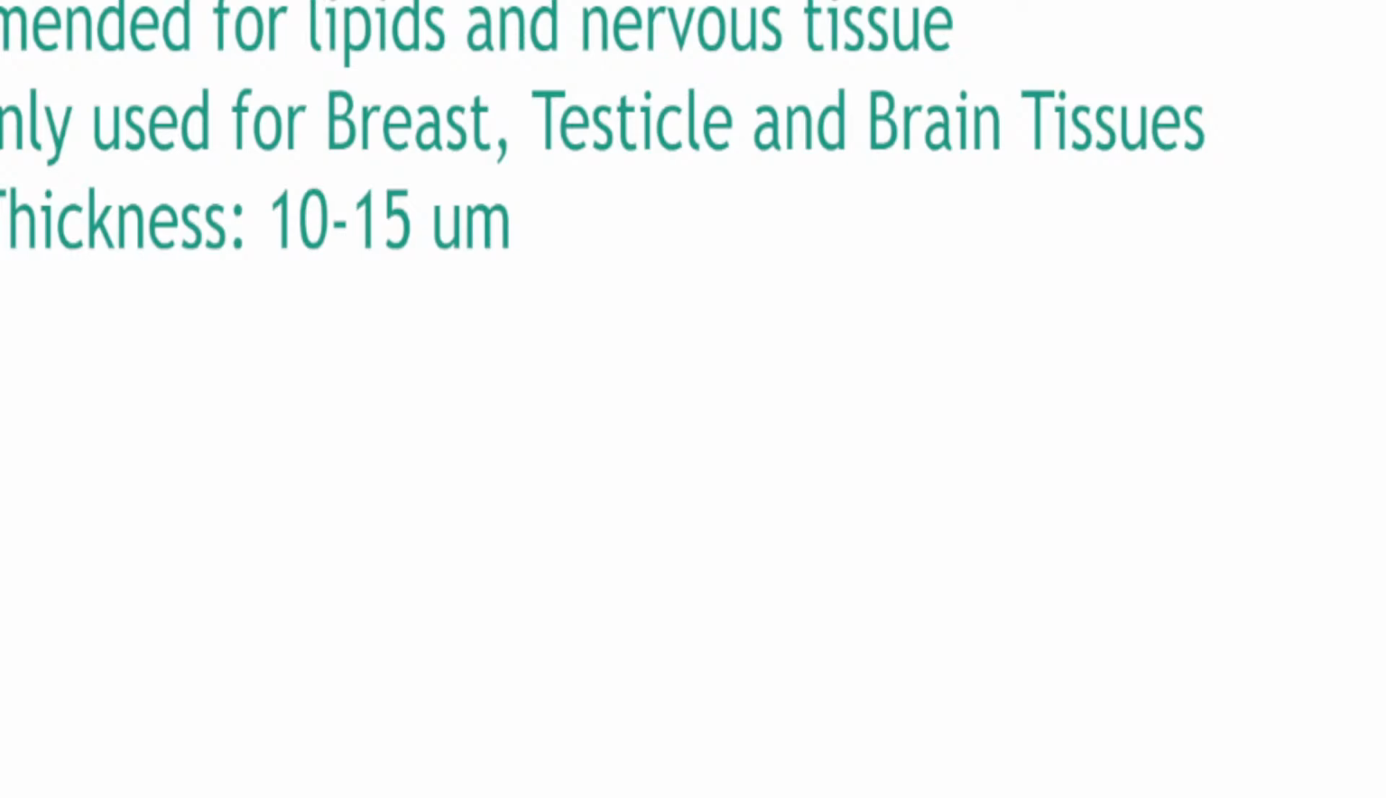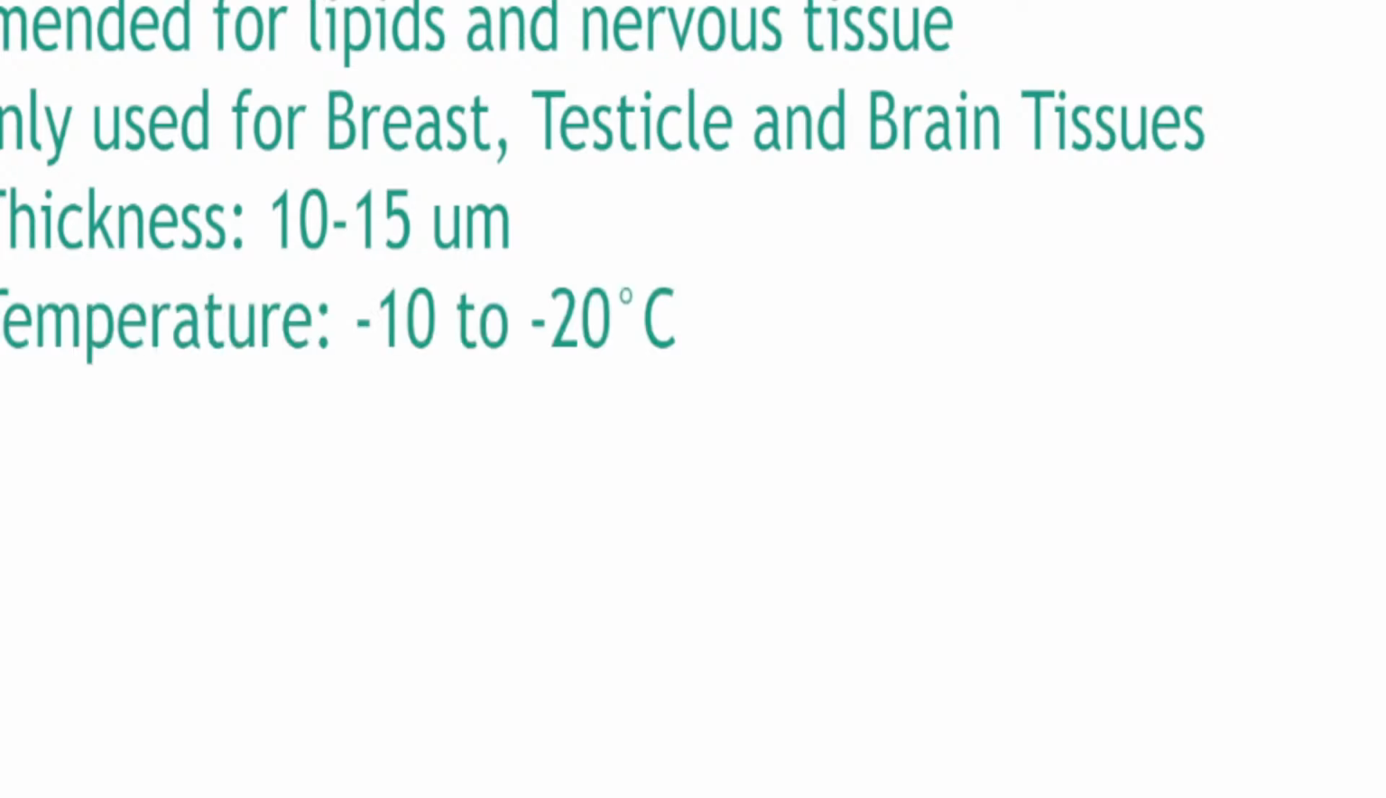Next, the blade thickness is something that you need to remember in the board exam. It's 10 to 15 micrometers, and the setup is usually set at -10 to -20 degrees Celsius. Now, most important thing that you need to remember is the freezing agent. Sir, ano ba ang mga freezing agents na yan? Freezing agents are the chemicals that you use to harden the tissue so that you can cut it easily.